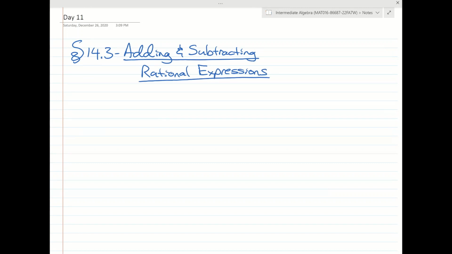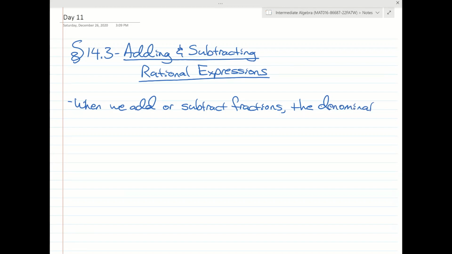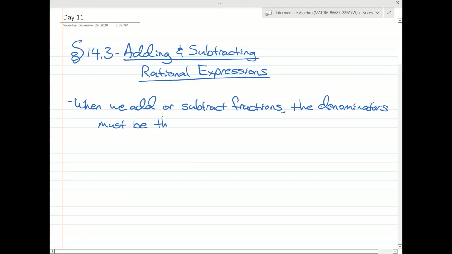And there's a few rules we have to talk about. So when we add or subtract fractions, the denominators must be the same.